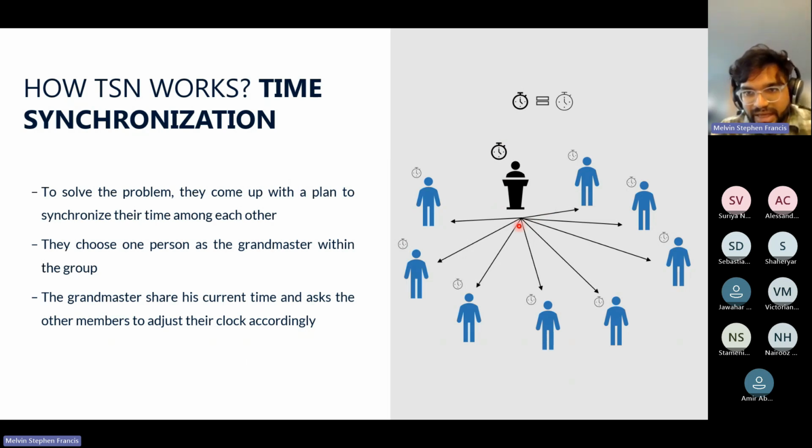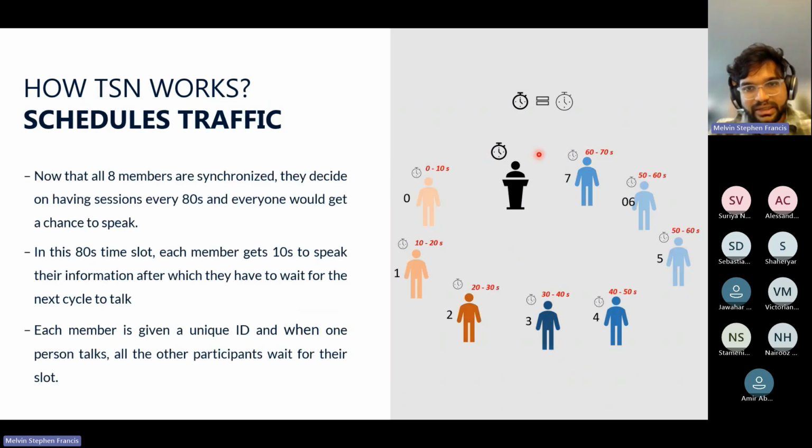Now that all 8 people in the meeting room have the same time, it gives them the capability to decide that from 0 to 10 seconds, person 0 will talk, from 10 to 20 seconds, person 1 will talk, and so on. So for every 80 seconds, one cycle repeats. So person 1 talks, 2 talks, 3, 4, 5, 6. Even if person 2 has a lot of information which spans 30 seconds, he has to wait for 3 cycles to get his chance to talk, so that all the people inside the meeting room get a chance to talk.